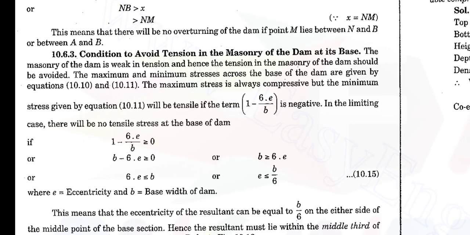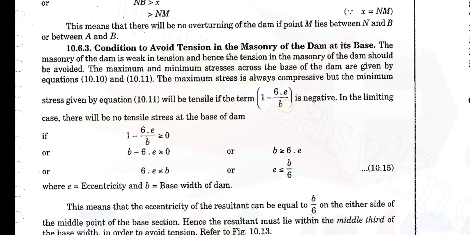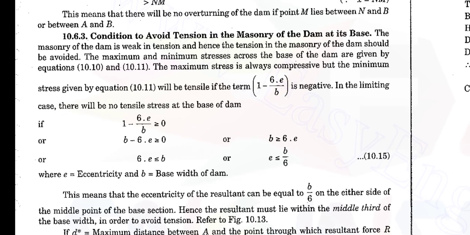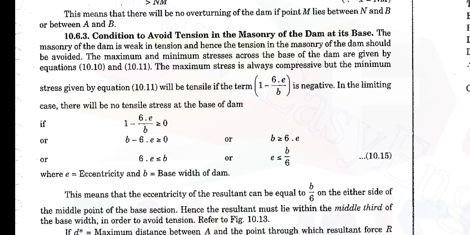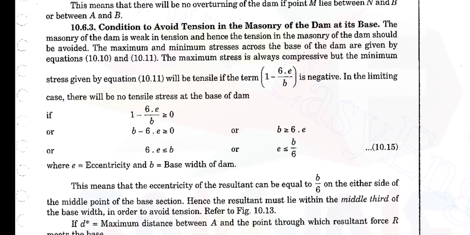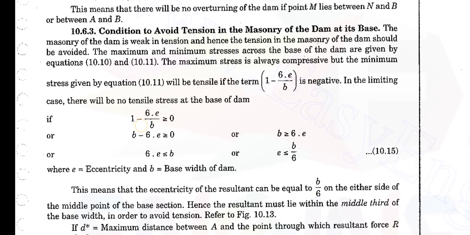Then the condition to avoid tension. You already know the formula for sigma max and sigma minimum. In that, this parameter plays a very important role. This parameter should be greater than or equal to 0 for the no tension condition. That is, no tension should develop in the dam, because sigma minimum would give a tension stress. So 1 minus 6e by B should be greater than or equal to 0; it should not be negative.